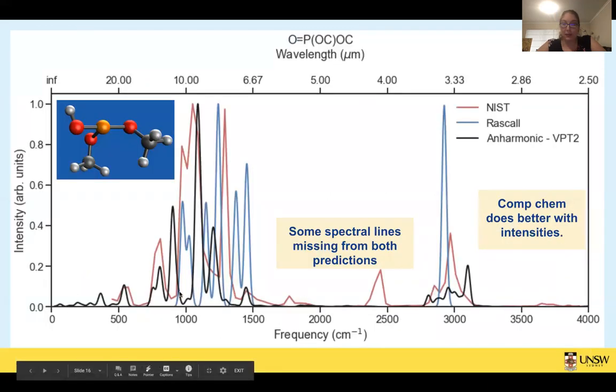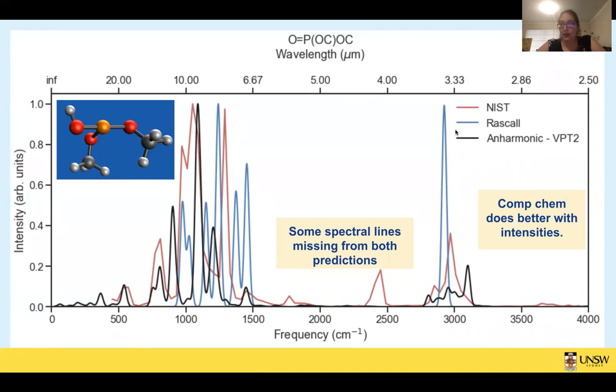So this is probably the spectra, the figure you've been waiting for. Red is experiment here. Black is the anharmonic data that we predict, and Rascal is in blue. So we're doing better, I think, than Rascal in general. Some spectral lines are missing from both predictions, which to me indicates maybe there's a problem with the experiment. CompChem does better with the intensities, and that's expected because Rascal is basically saying this is 1 or 0, or 1, 2, or 3, I think it uses.